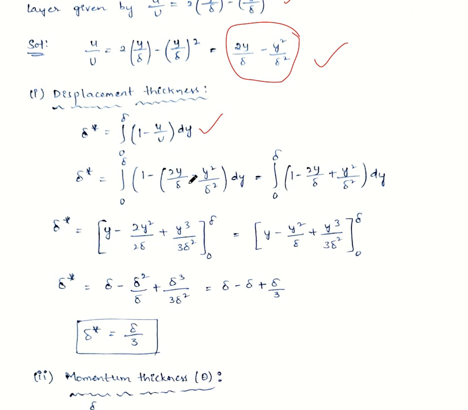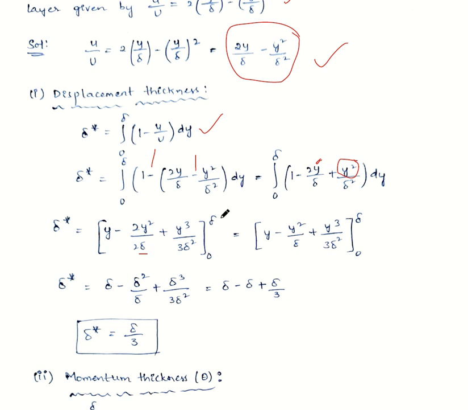If I simplify this, I'm trying to remove this minus. So minus into 2y/δ becomes −2y/δ, and minus into minus becomes plus y²/δ², dy. Now I'll integrate this and apply the limits. The integral of 1 is y, because we are integrating with respect to dy, minus 2 into the integral of y, which is y²/2, and since there is already δ in the denominator, I put δ here, plus the integral of y², which is y³/3, and since there is already δ² in the denominator, into δ², with limits from 0 to δ.